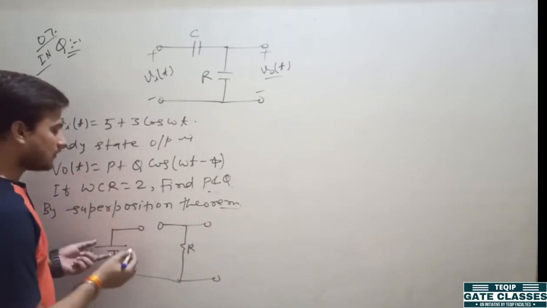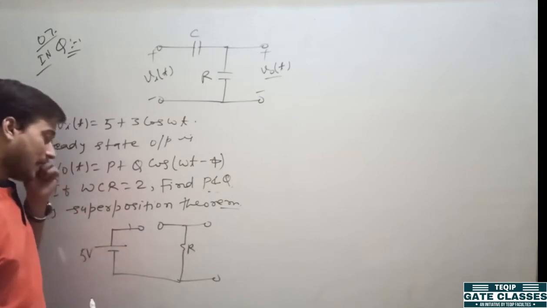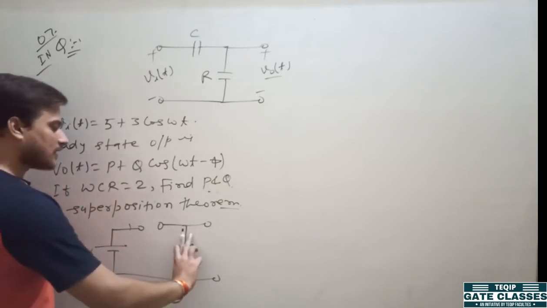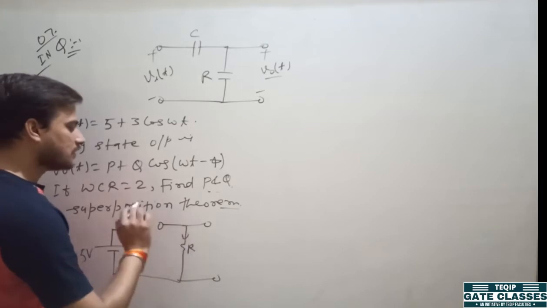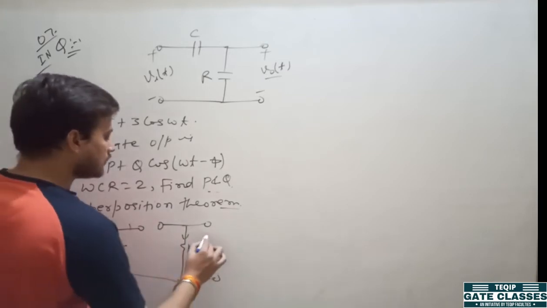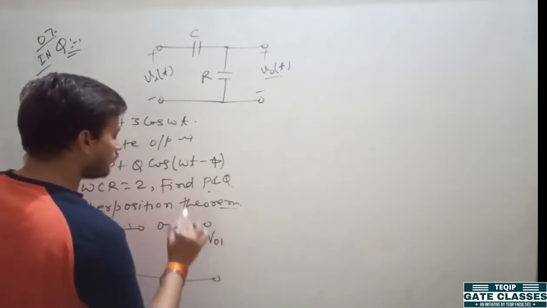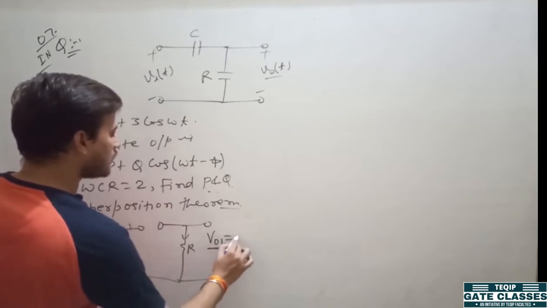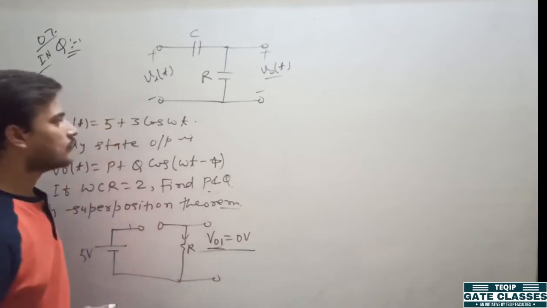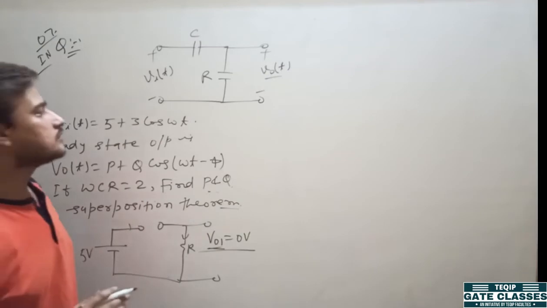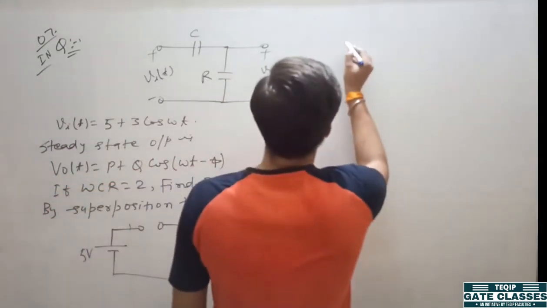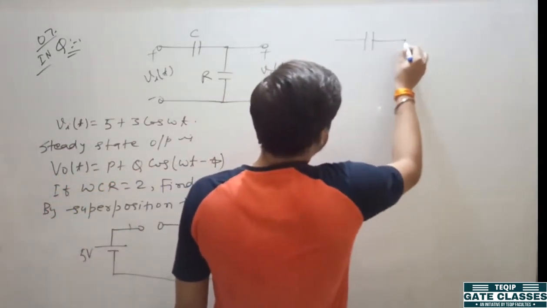It means no current is flowing through this capacitor. So voltage across this resistor will become how much? This current is 0, so I into R will be 0. So let us assume this is equal to Vo1. So Vo1 is equal to how much? 0 volt. Now what we have to do? We'll draw another circuit.